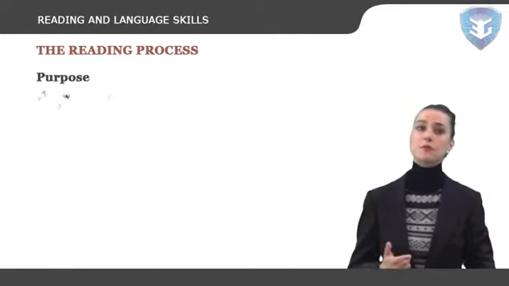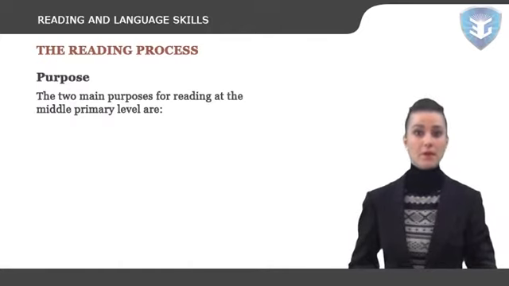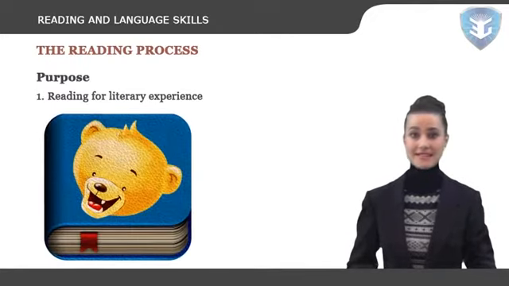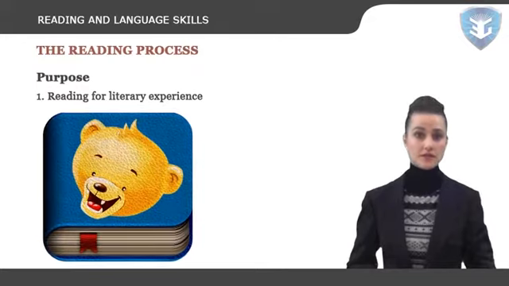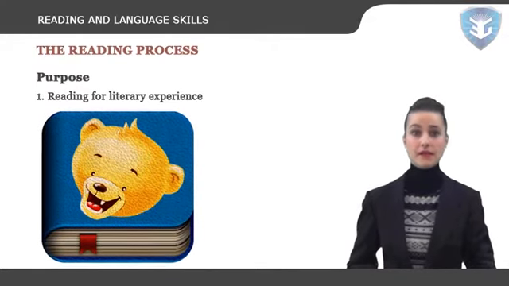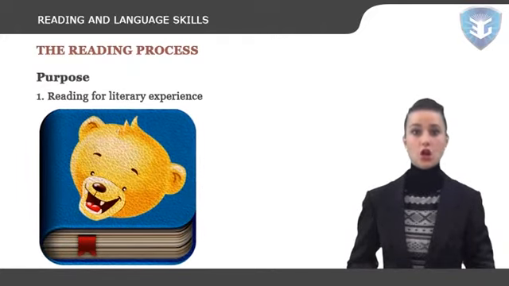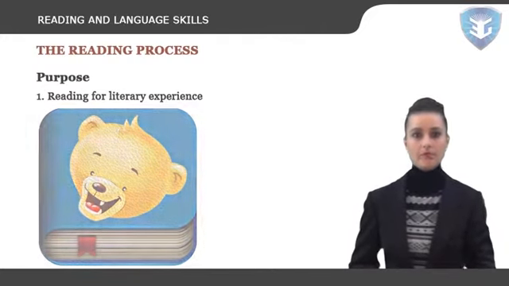Purpose. The two main purposes for reading at the middle primary level are: 1. Reading for literary experience. 2. Reading to acquire and use information. Reading for literary experience: the reader becomes involved in imagined events, settings, actions, consequences, characters, atmosphere, feelings, and ideas.